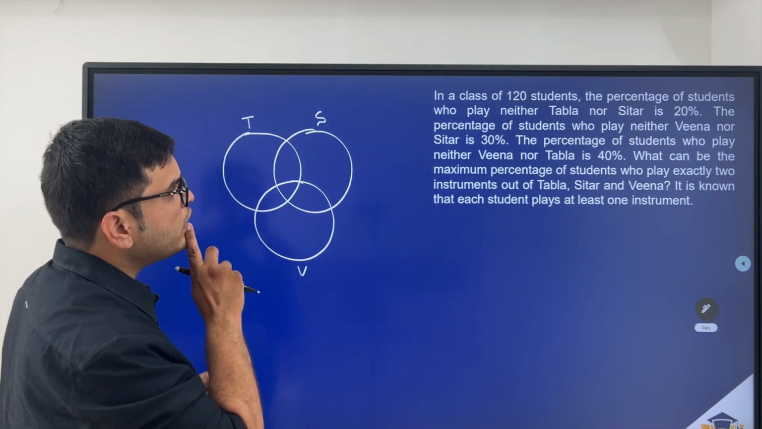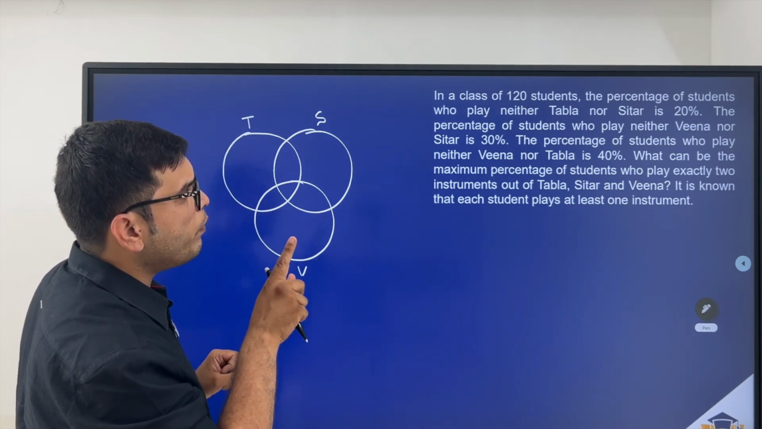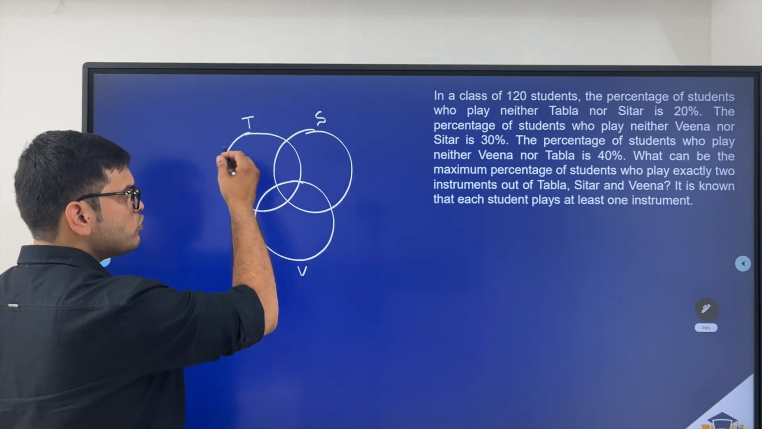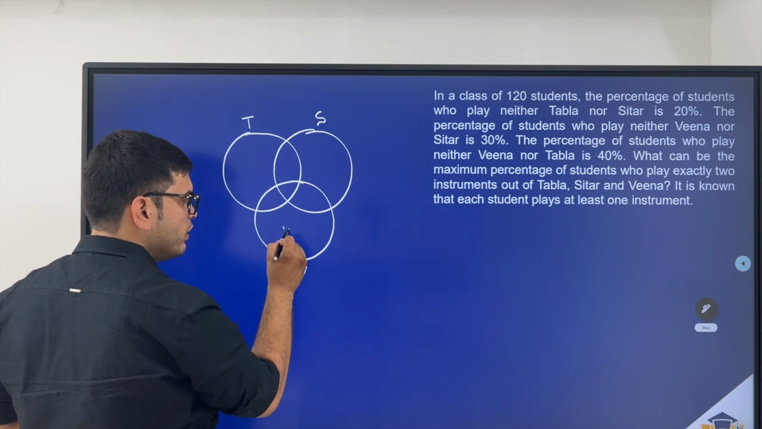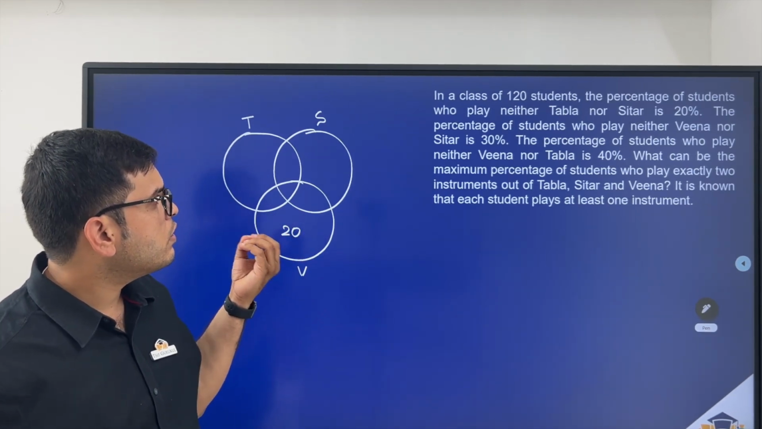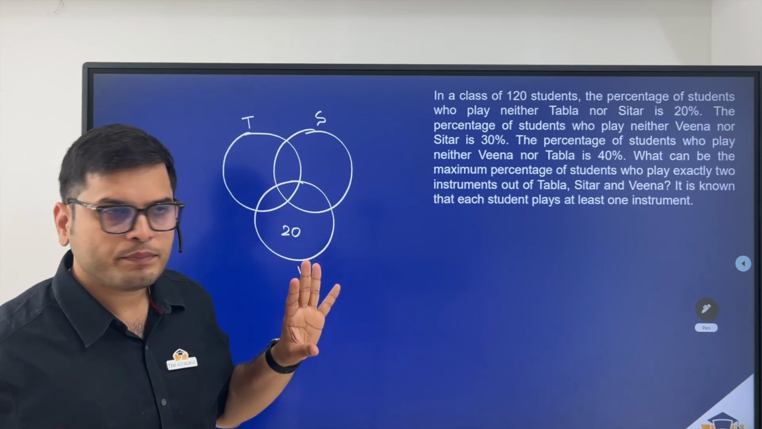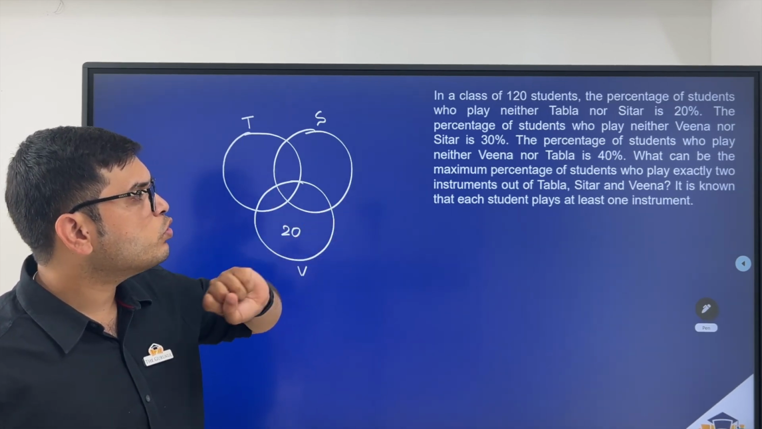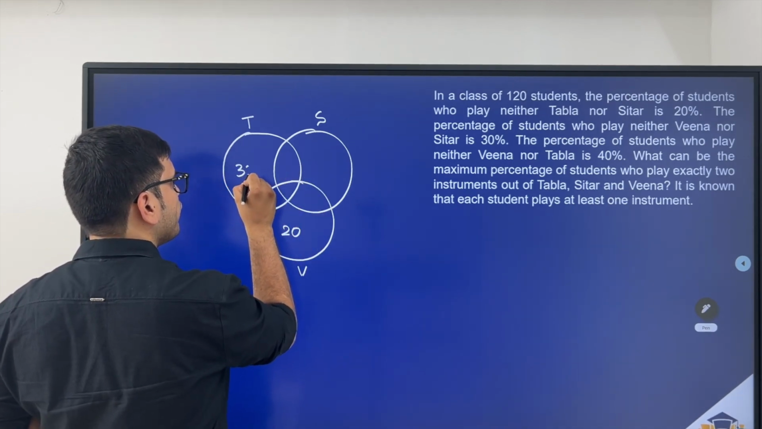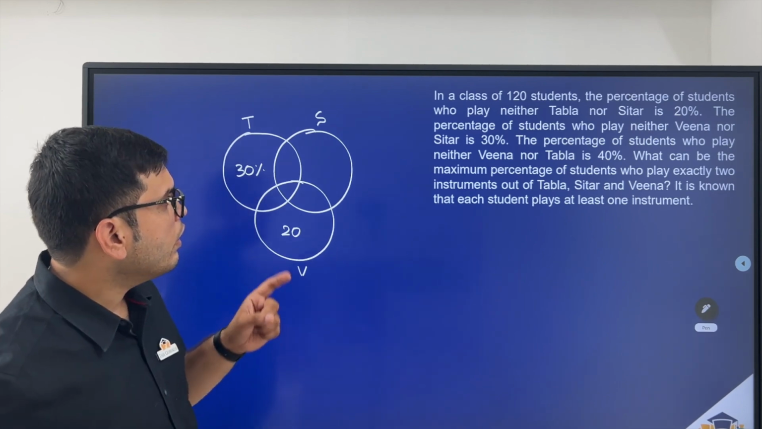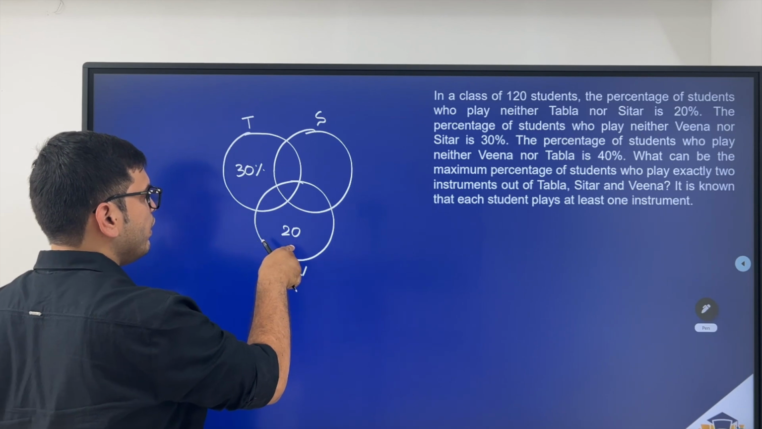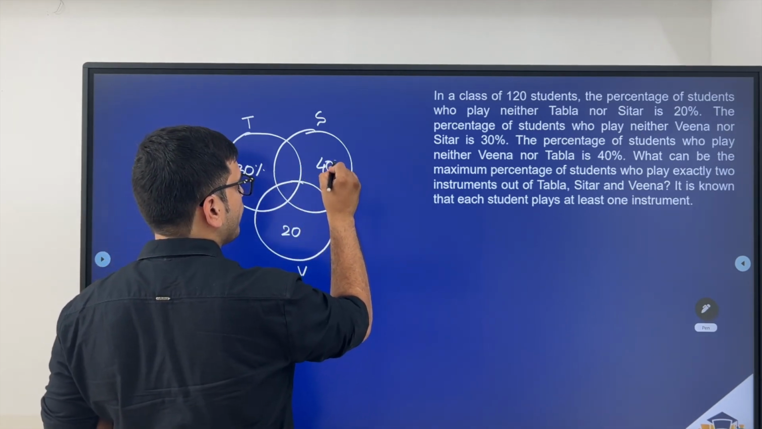Now it is mentioned that the percentage of students who play neither tabla nor sitar is 20%, right? So this 20% should be outside of these two circles, so it should be here. So I can say that 20% of the students play only veena. The percentage of students who play neither veena nor sitar is 30%. The percentage of students who play neither veena nor tabla is 40%.